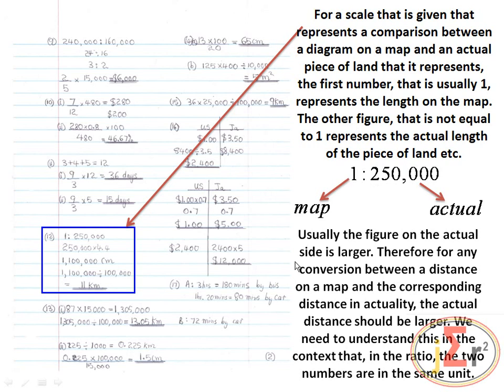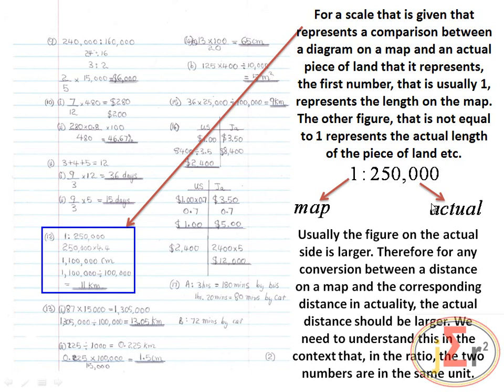So let us read this again. Usually the figure on the actual side is larger, and when we say the actual side, we mean this number. So usually the figure on the actual side is larger. Therefore, for any conversion between a distance on a map and the corresponding distance in actuality, the actual distance should be larger. We need to understand this in the context that in the ratio, the two numbers are in the same unit. The one on this side is larger.